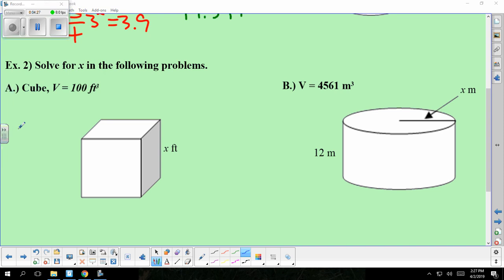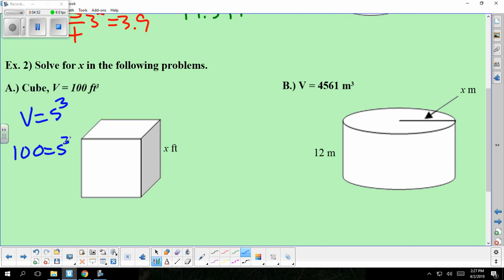So this one, I'm given the volume and I want to find the side length of a cube. I know the formula for the volume of a cube equals the side length to the third power. So if I take 100 and set the side length to the third power, can I go ahead and solve? This is similar to what you've seen before, where you're taking the square root, but now I'm taking the cube root.